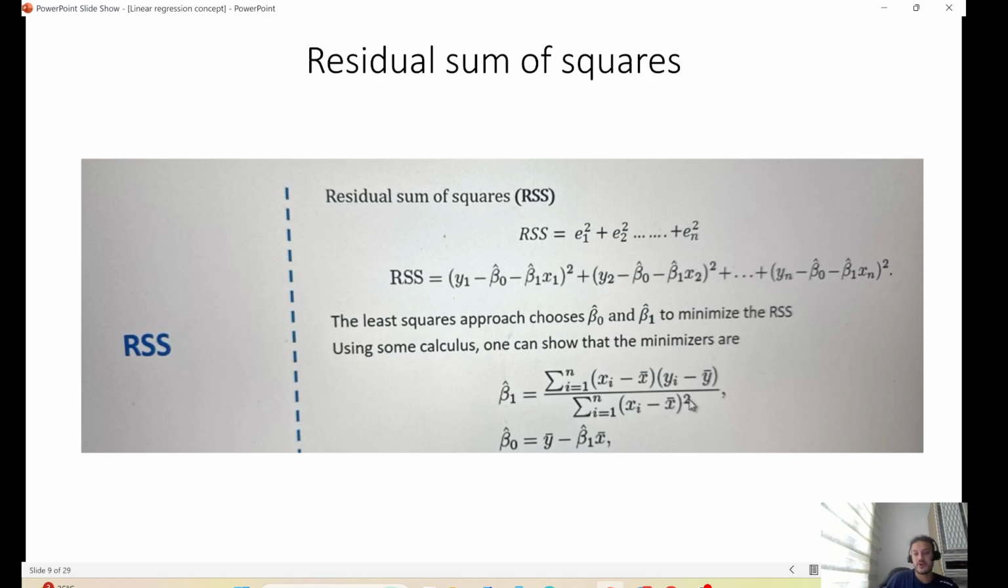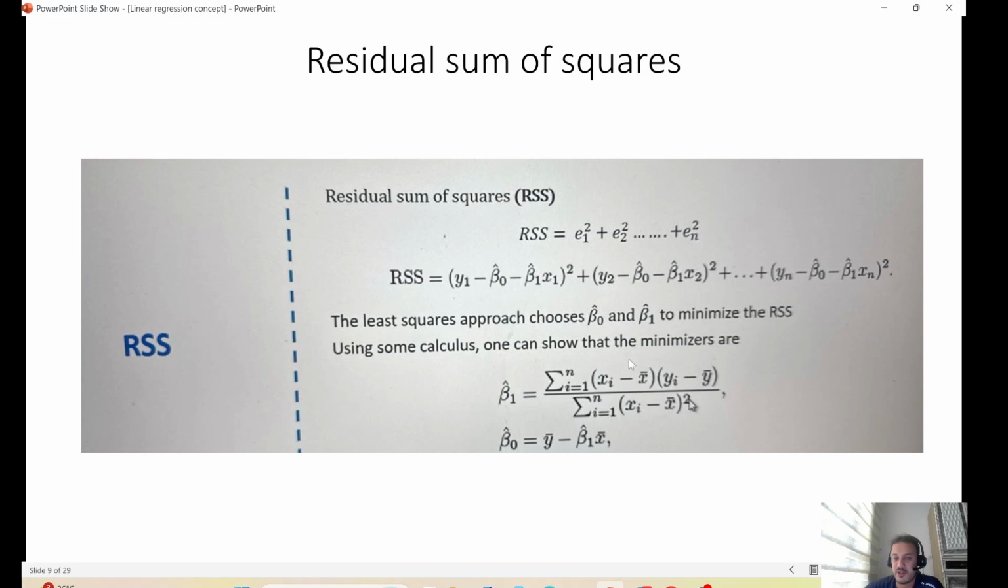So the goal is to find the best beta 0 and beta 1 that minimize the RSS, the residual sum of squares. The RSS is the difference between the true and the predicted values. If you minimize it, that makes the difference between the true and the predicted very low. That means your model is a good fit.